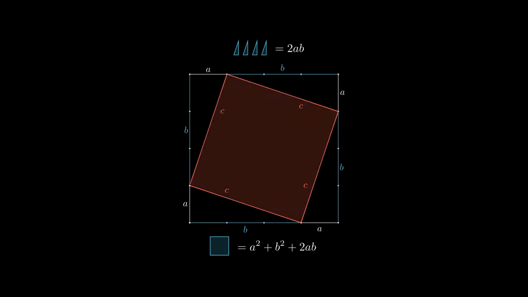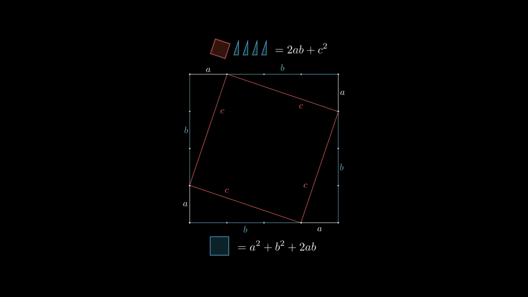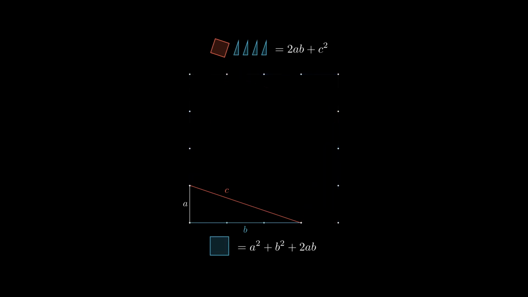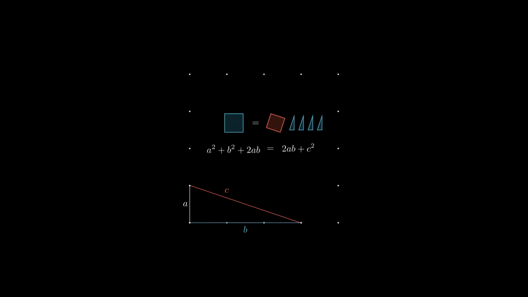The area of the red square, c squared, can be added to complete the total. We have found two equations for finding the same area. If we cancel out 2ab, we are left with something familiar.